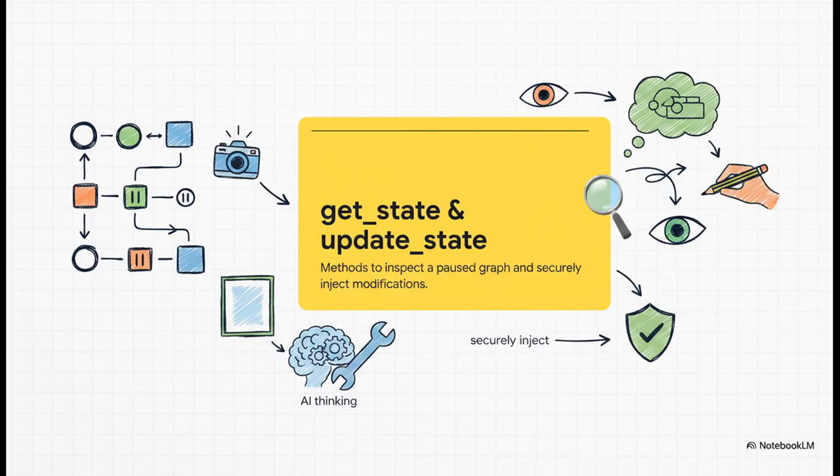When the graph is paused, you use get state to pull an exact snapshot, like a photograph, of exactly what the AI is thinking and what tool it plans to use. And if you don't like what you see, you use update state to securely inject your own modifications. You're effectively changing the AI's mind before it acts.